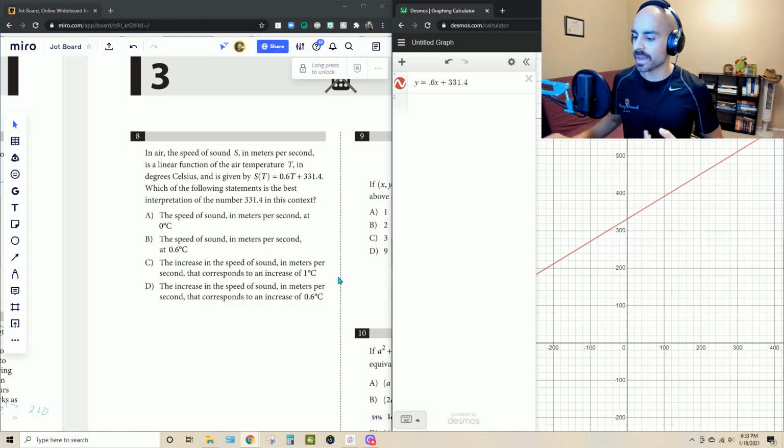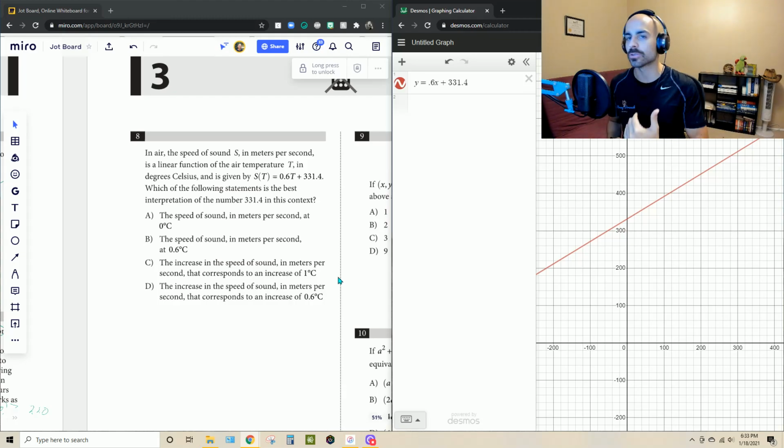Once again, the SAT is testing our ability to identify what the y-intercept means in real life. Remember, it's always like our starting point. If it was a plumber, it's what they cost before they even do an hour's worth of work. If it's a race, it's how far they were before the clock even started for the race to begin.